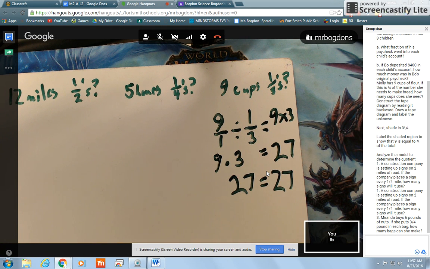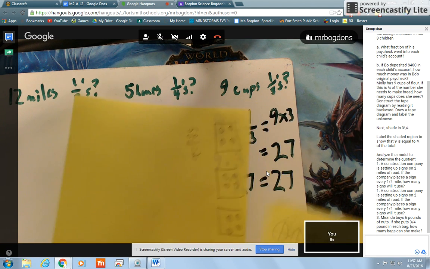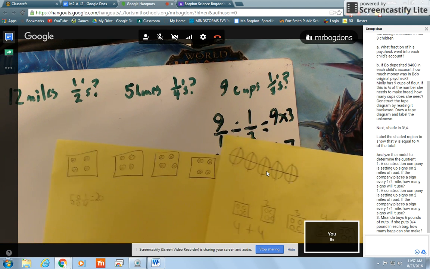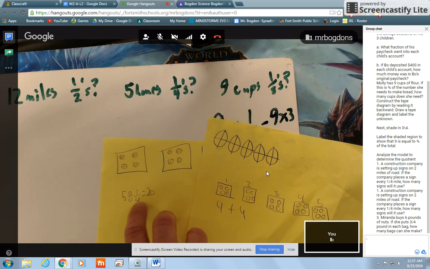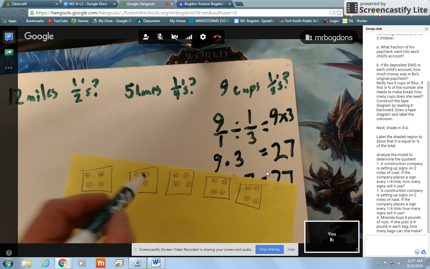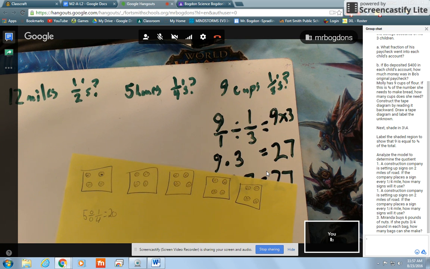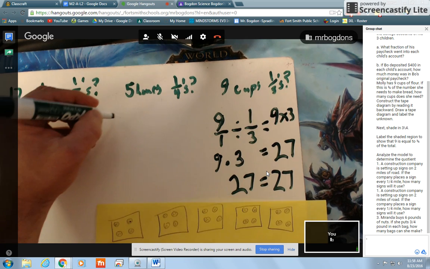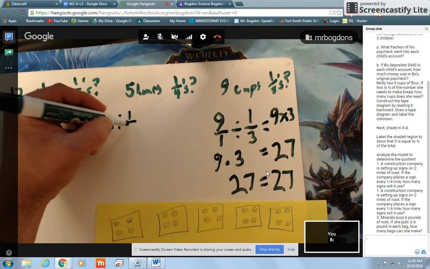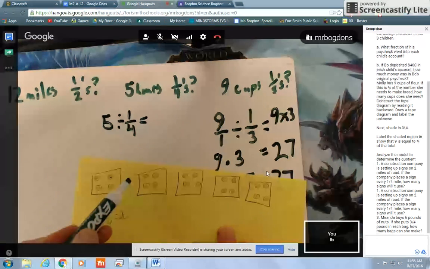Let's look at group 2. Group 2, they came up with 2 different models. They came up with a division sentence showing how they took the 5 hours and they divided each of the 5s into fourths. So if I model that, I have 1, 2, 3, 4, 5 hours. Each hour is split into how many pieces? 4. Why would it be split into 4? Fourths. So I have 4 fourths, 4 fourths, 4 fourths, 4 fourths. So my division sentence, 5 divided by 1/4. I could also write a multiplication sentence, 5 times 4.